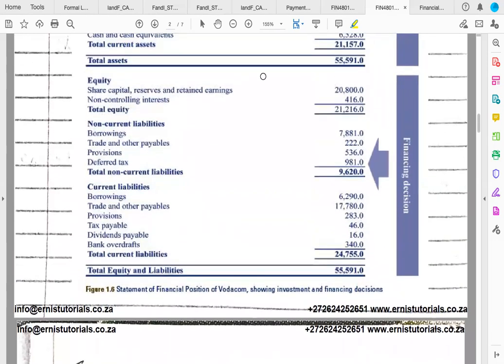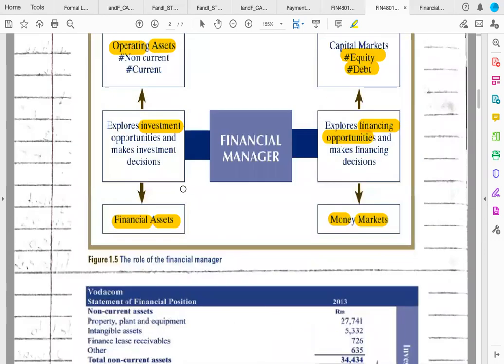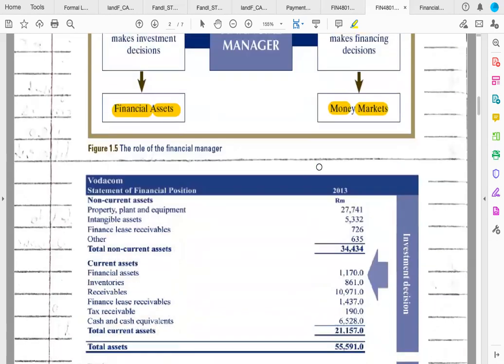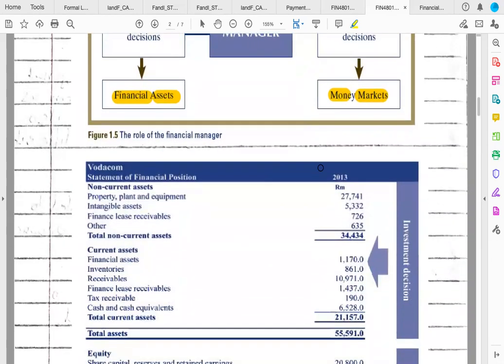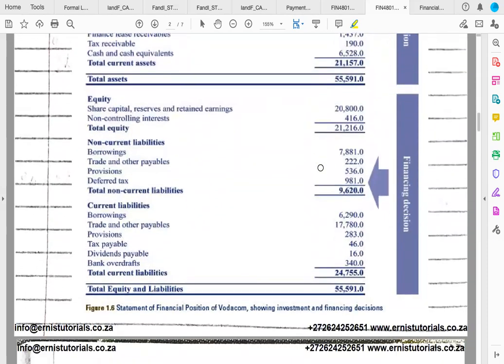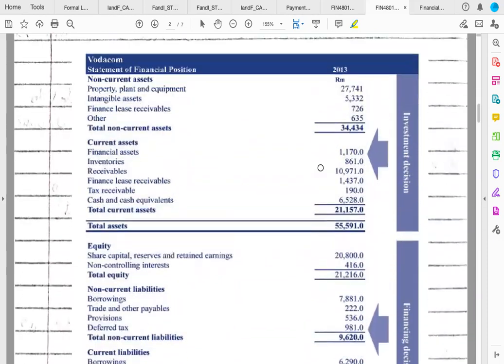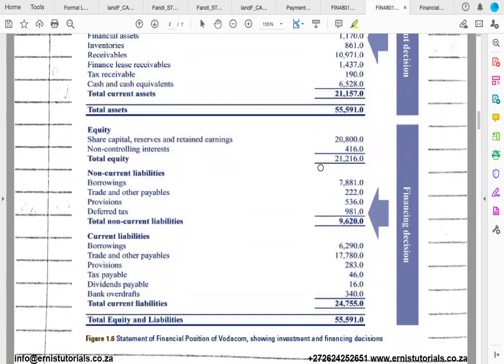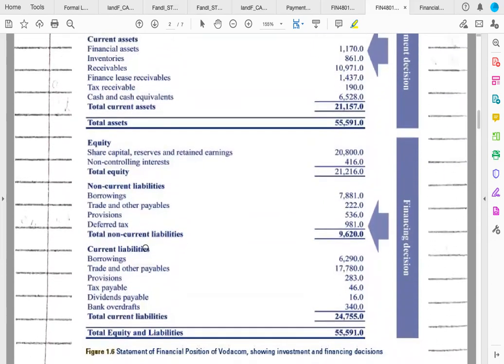And then the last part of the statement of financial position has to do with the financing decisions. This is where the company has to decide where to borrow money from. So we can look at the financing and investment decisions that the financial manager has to make in the context of a balance sheet, in the context of a statement of financial position. Okay. So that's also important.